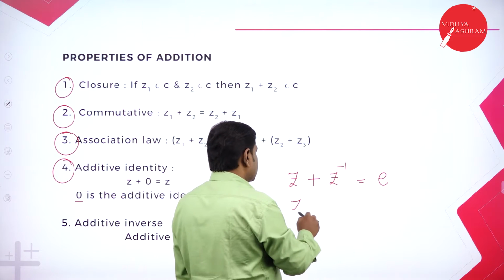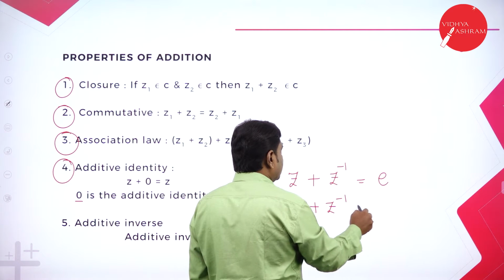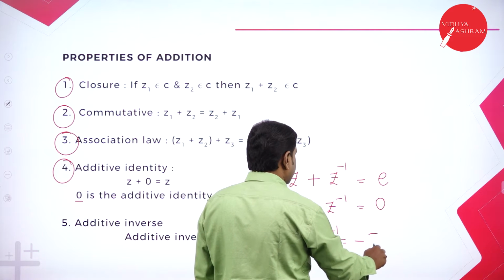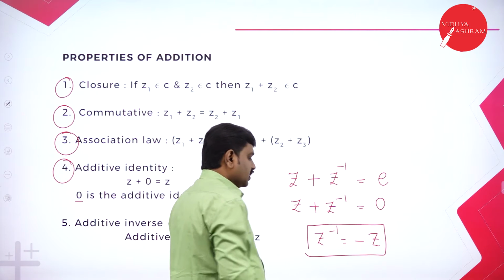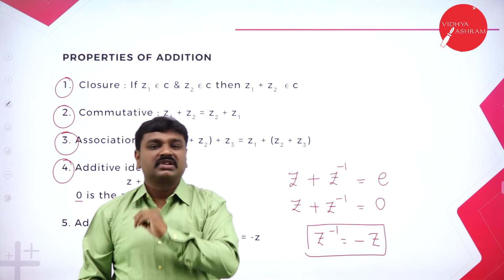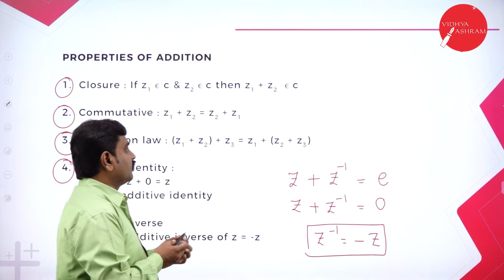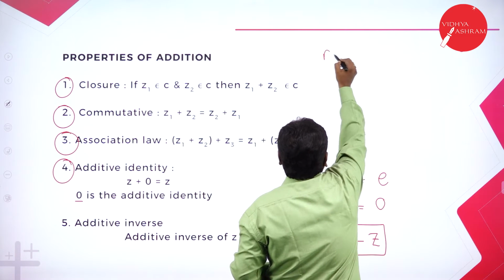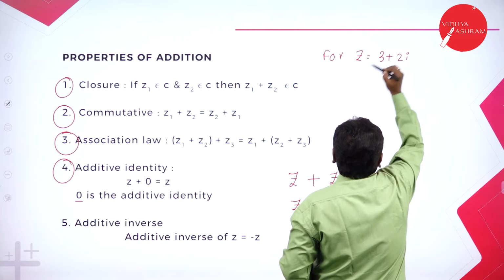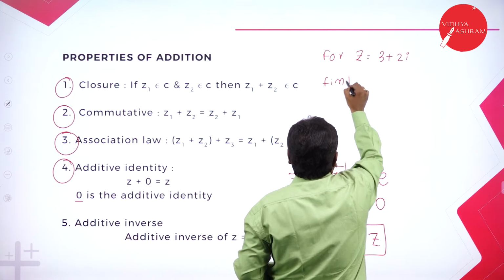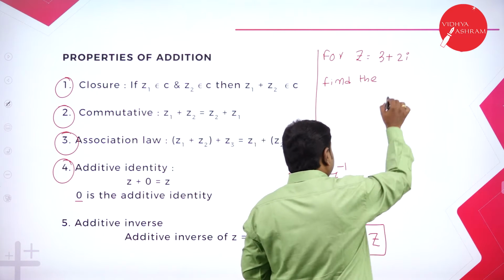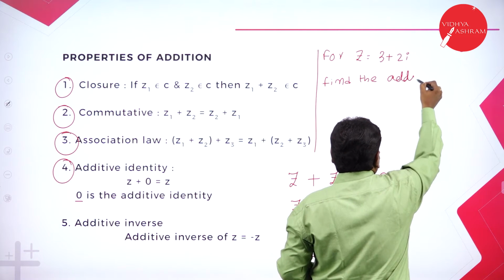So z plus z inverse should give you the additive identity. What is the additive identity? 0. So z inverse is equal to, you transfer z to that side, minus z. So for z, the inverse of z is minus z, and that is the additive inverse. For example, for z is equal to 3 plus 2i, find the additive inverse. Please understand, they are not asking you to find the inverse. In addition, find the additive inverse.